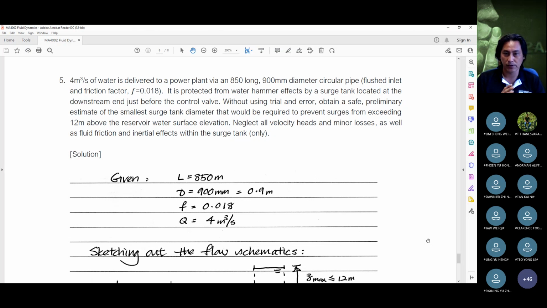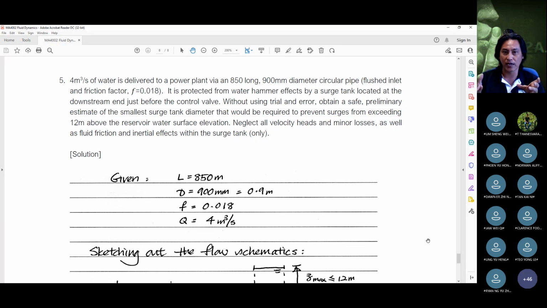Just before. Okay. All right. And no distance between the surge tank and the control valve is given. So that means that we can assume that the valve and the surge tank locations are actually at the same place. Okay. All right. Now, without using trial and error, obtain a safe preliminary estimate of the smallest surge tank diameter that will be required to prevent surges from exceeding 12 meters above the reservoir water surface elevation.